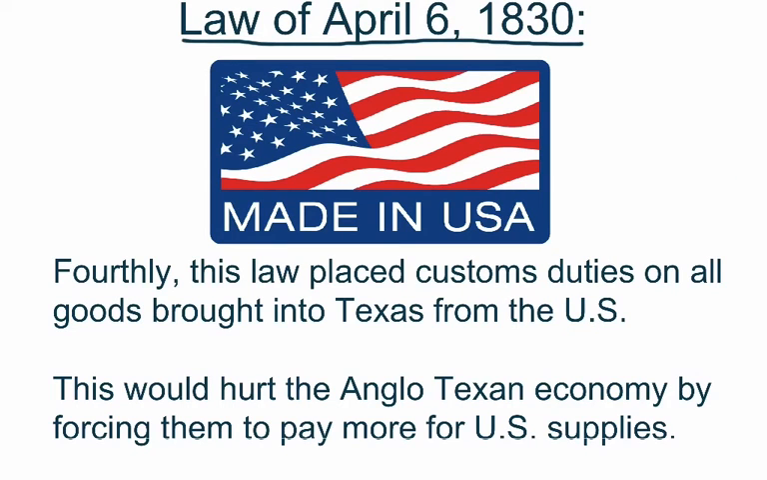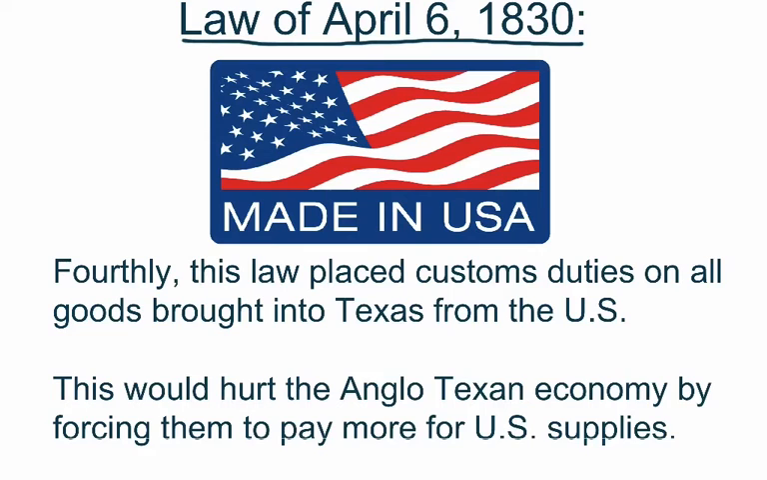Now, the fourth thing that the law of April 6, 1830 had was that it placed a customs duty on all goods brought into Texas from the United States. If you remember from our vocabulary words, the customs duty is that every time something comes into a nation, you have to pay a tax on it. So what the Mexican government did was literally say, okay, you're going to bring in supplies from the United States, that's perfectly fine. We're going to tax you every single time that you do that.